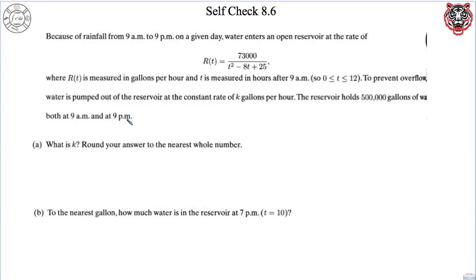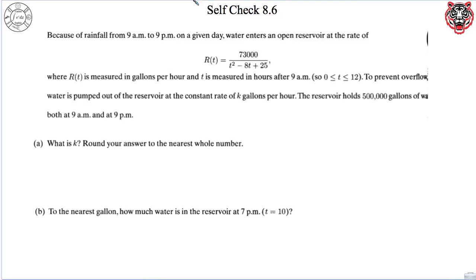So we have our rainfall inside of a reservoir, and K. K is the rate at which water is being pumped out of the reservoir. So this is our negative rate, and this is the positive rate up here, because that's how much water is going into the reservoir. And so we need to find K. In order to do that, we need to find the total amount of water that's going into the reservoir. And then remember at 9 p.m., the time that this function ends, 12 hours later, there's still exactly 500,000 gallons of water, because it says it's 500,000 at the beginning and at the end.